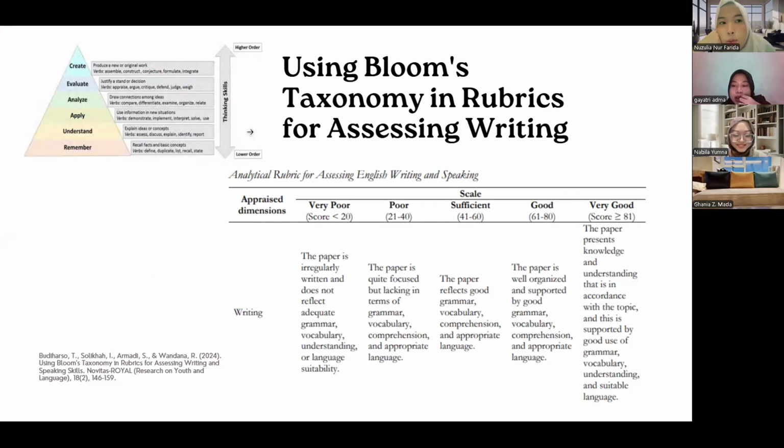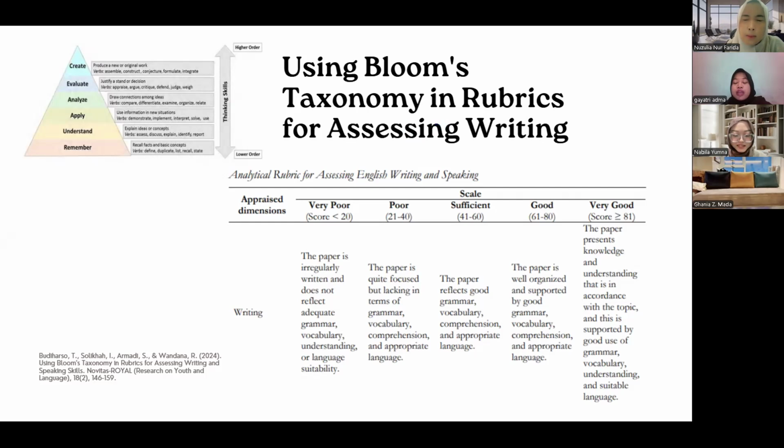My question is, what role should we as teachers play in providing creative aspects in writing assessment, Mbak Gayatri? So what components, or are there several criteria to assess creativity aspects in writing components?